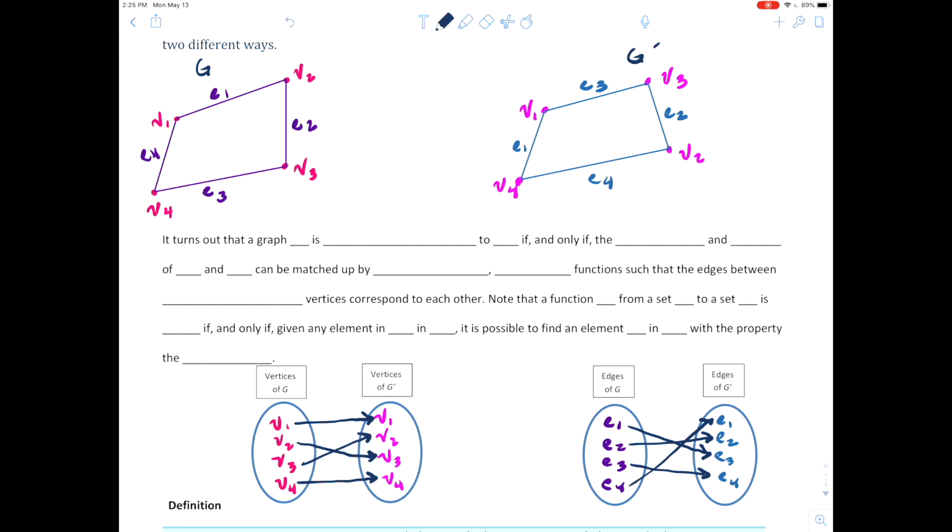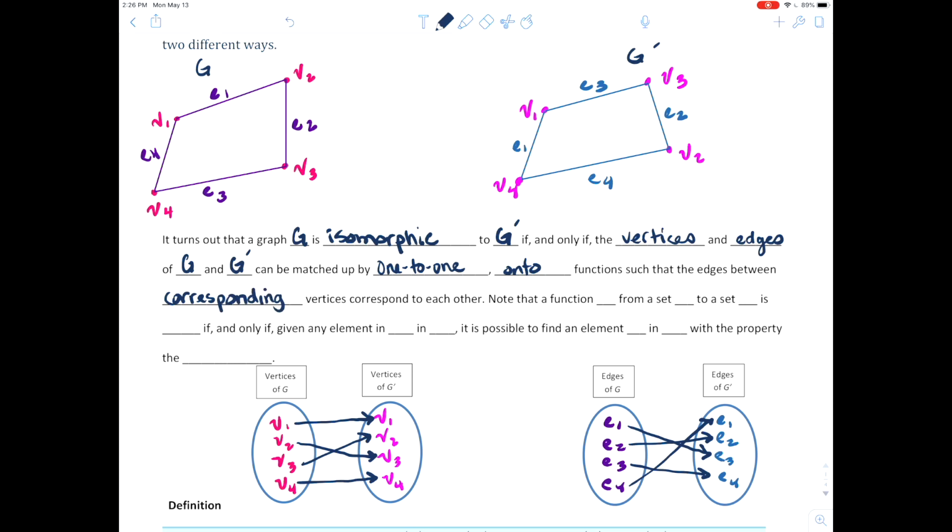So here we go. So it turns out that some graph G is isomorphic to some graph G prime if and only if the vertices and edges of G and G prime can be matched up by 1-to-1 onto functions such that the edges between corresponding vertices correspond to each other. Okay?